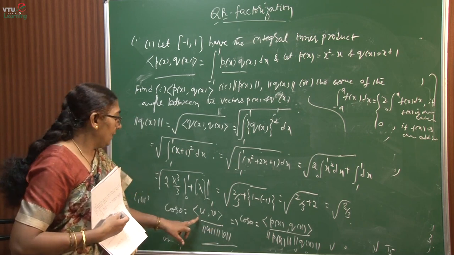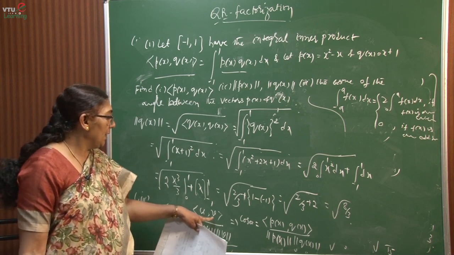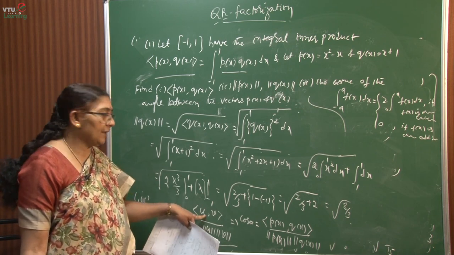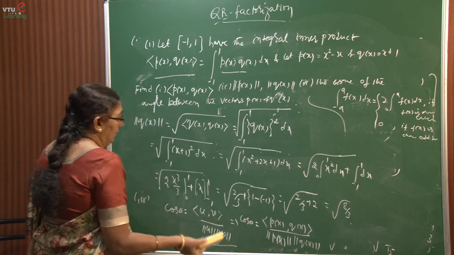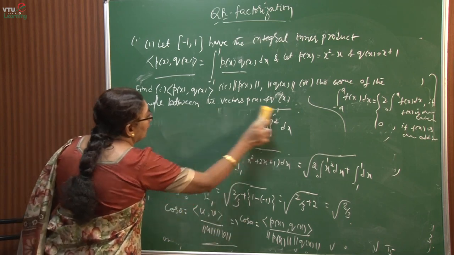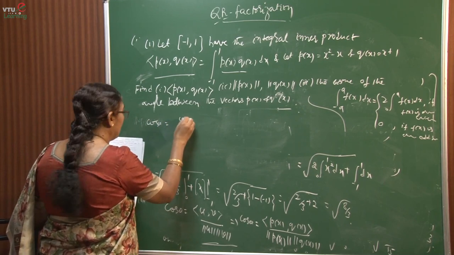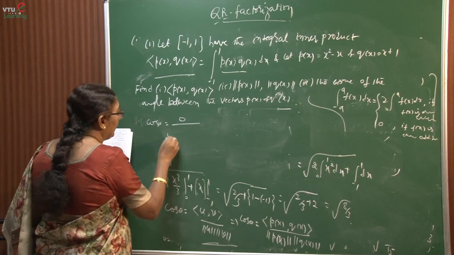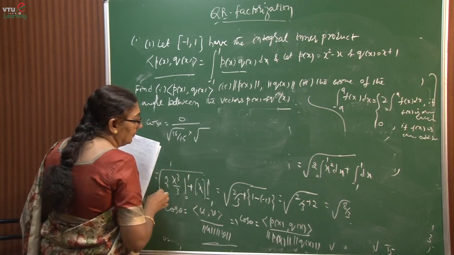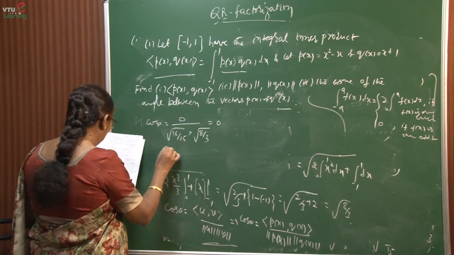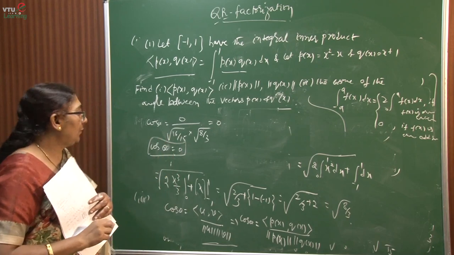You already know this formula in vectors. In vector calculus, the same formula, the inner product of u comma v, is written in terms of vectors. Here we take the inner product, norm of u into norm of v. Now I am changing u and v to p of x and q of x. Now substitute these values. Cos theta is equal to the inner product of p of x and q of x, which is 0, divided by the norm of p of x, square root of 16 by 15, and q of x, which is square root of 8 by 3. Now we get cos theta equal to 0, so theta is equal to cos inverse 0.